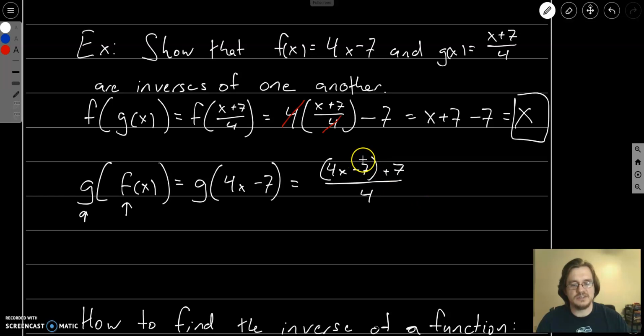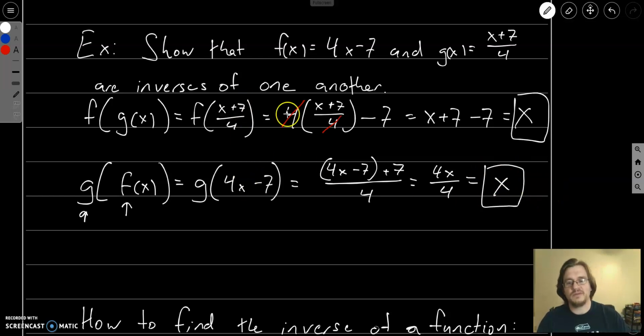Well, the first thing we'll notice is that we're subtracting 7 and we're adding 7, so those are going to cancel out. And now we're multiplying x by 4 and dividing x by 4, so we just get x back. Both of these are true. They are inverses. Perfect.